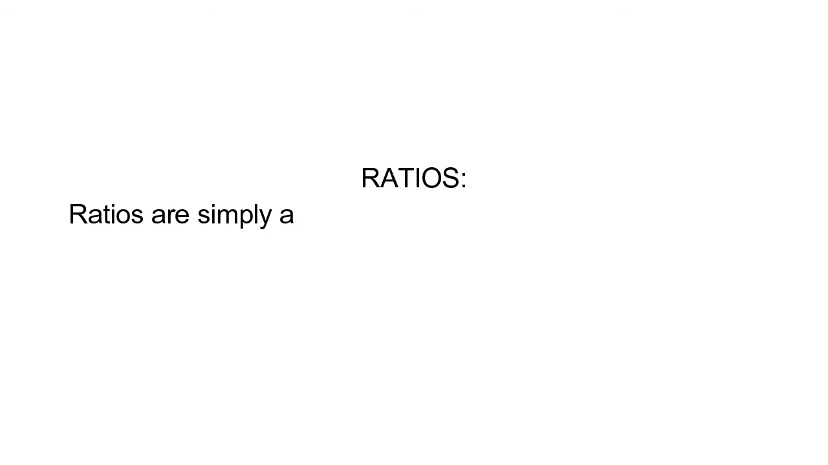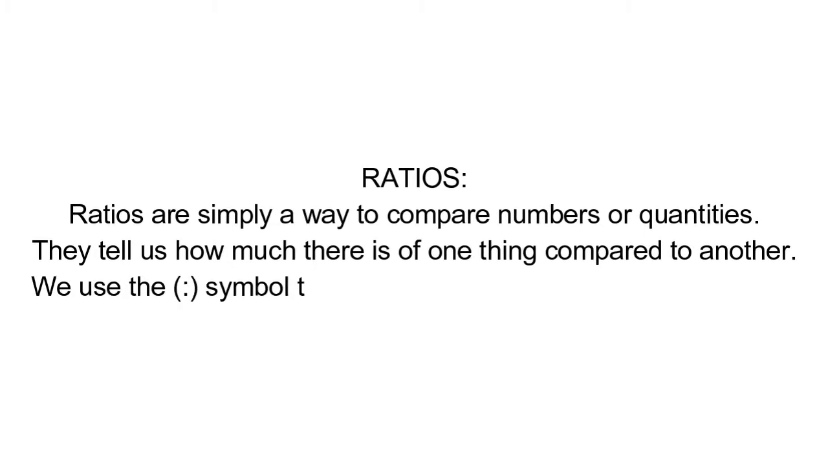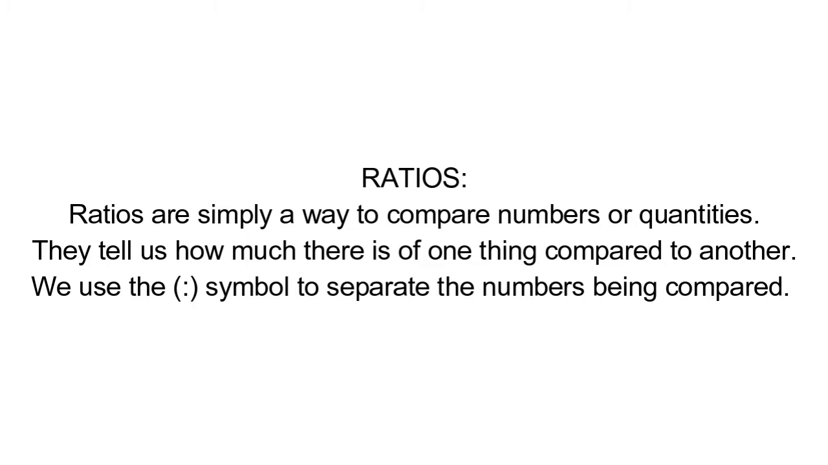Ratios. Ratios are simply a way to compare numbers or quantities. They tell us how much there is of one thing compared to another. We use the colon symbol to separate the numbers being compared.